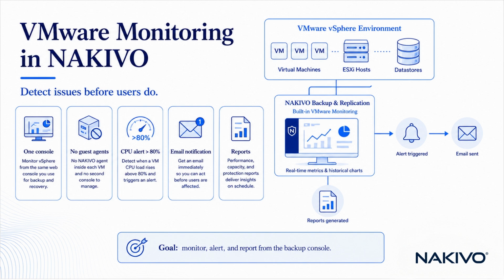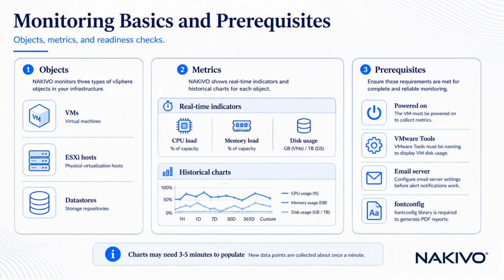We will walk through the metrics dashboard, the monitored objects, the real-time and historical performance metrics, alert templates, triggered alerts, the email notification, and the reports. By the end, you will be able to reproduce all of it in your own lab. Before the demo, a few concepts and prerequisites are worth getting straight. Monitoring works on three types of vSphere objects: virtual machines, ESXi hosts, and data stores.